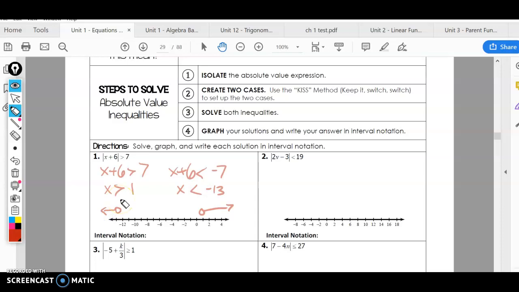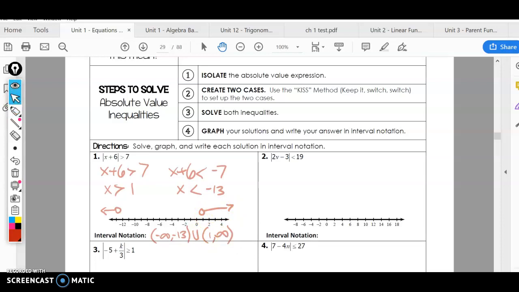Interval notation is a little more complex. All the way on the left, it starts at negative infinity with a parenthesis, and then it stops at negative 13. Since it's an open circle, another parenthesis. And we're going to use a union, which means combine that with the other arrow here, which starts at 1 with a parenthesis and doesn't stop until infinity. That's your interval notation.